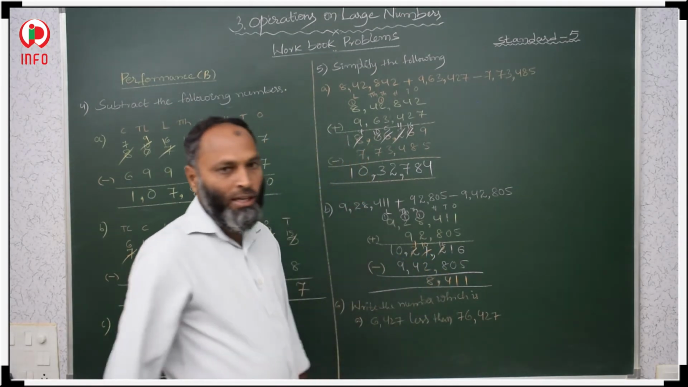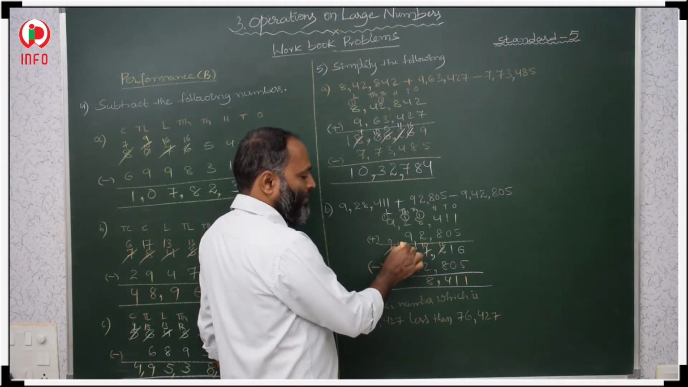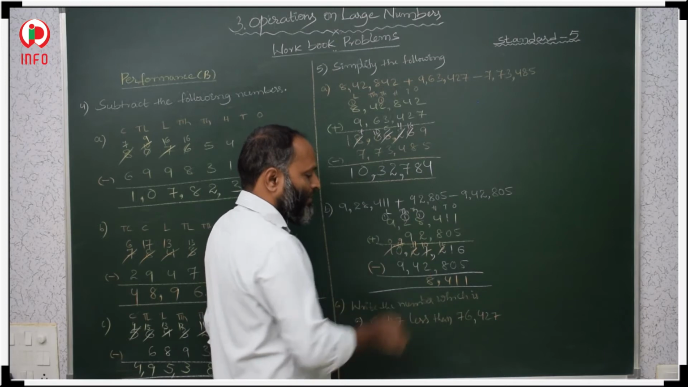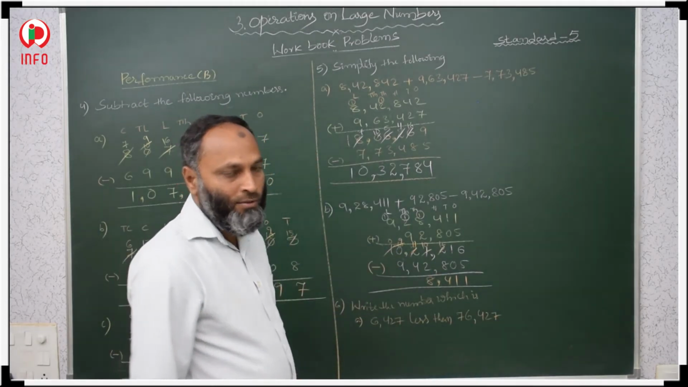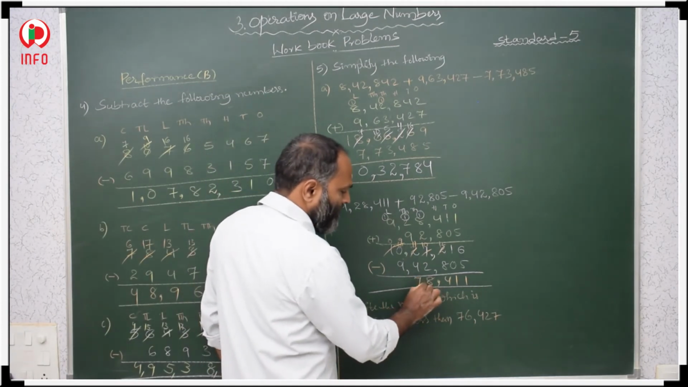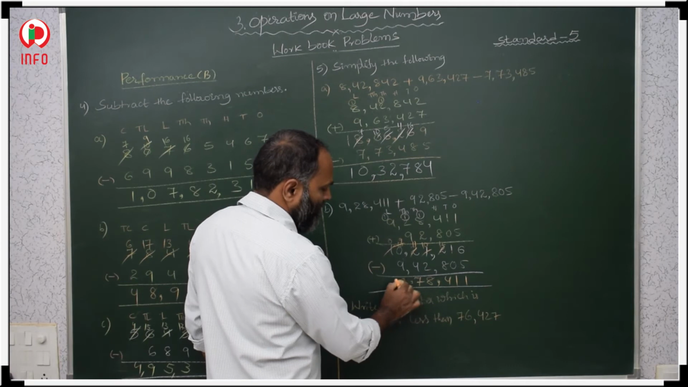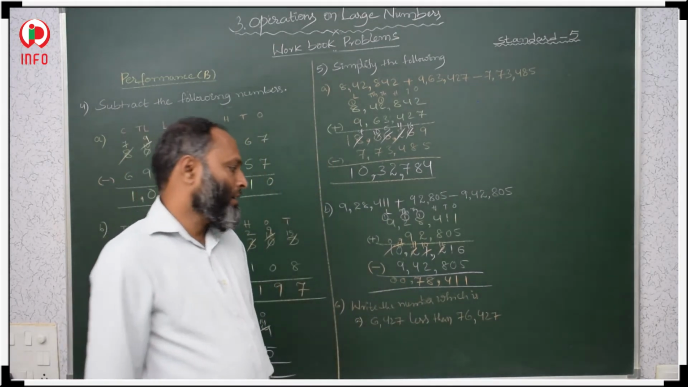1 minus 2. Again you take borrow from here. It will decrease by 1, and it will increase by 10. Again from here, it will decrease by 1 and increase by 10. 11 minus 4, 7. And 9 minus 9, 0, and 0. 78,411, this is our answer.